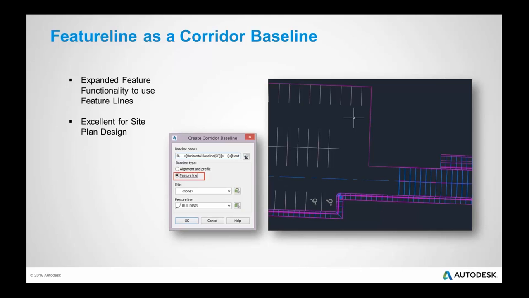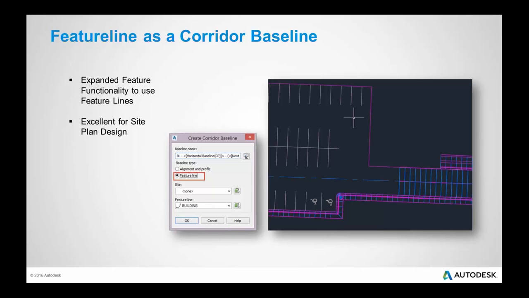Corridor functionality has improved quite a bit. You can now build a corridor on a feature line. So a corridor baseline can be based on a feature line. This in the past could only be done with an alignment and profile, and while it worked fine for the most part, there's advantages that feature lines have over alignments. One is simplicity. It's a single object. It's not two objects. Two is the editing of a feature line in plan view. You can edit the elevations of a feature line in plan view, right? You can't do that with an alignment and profile.